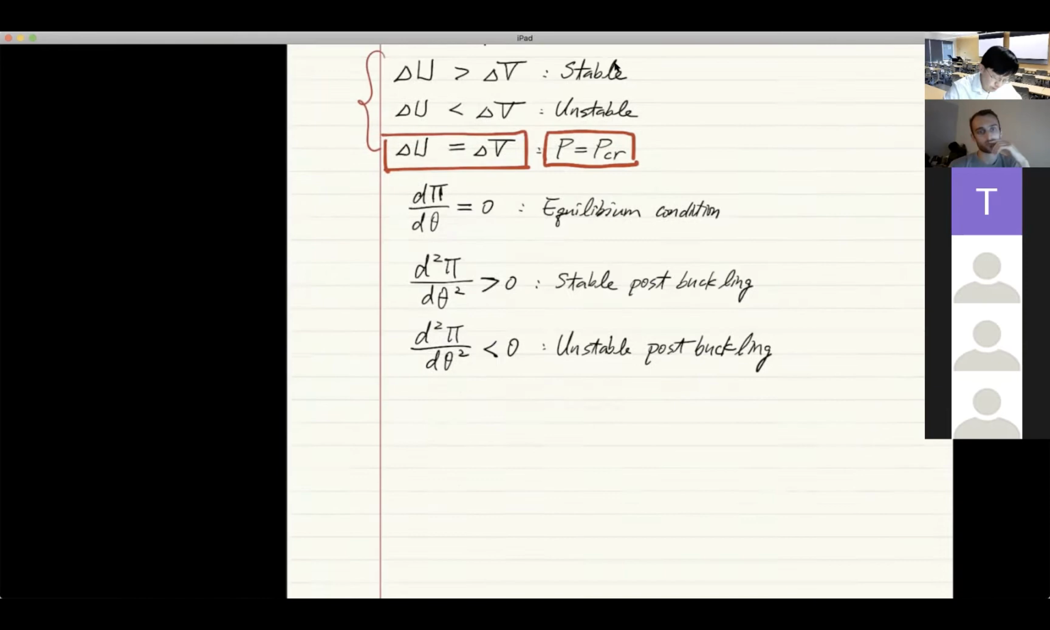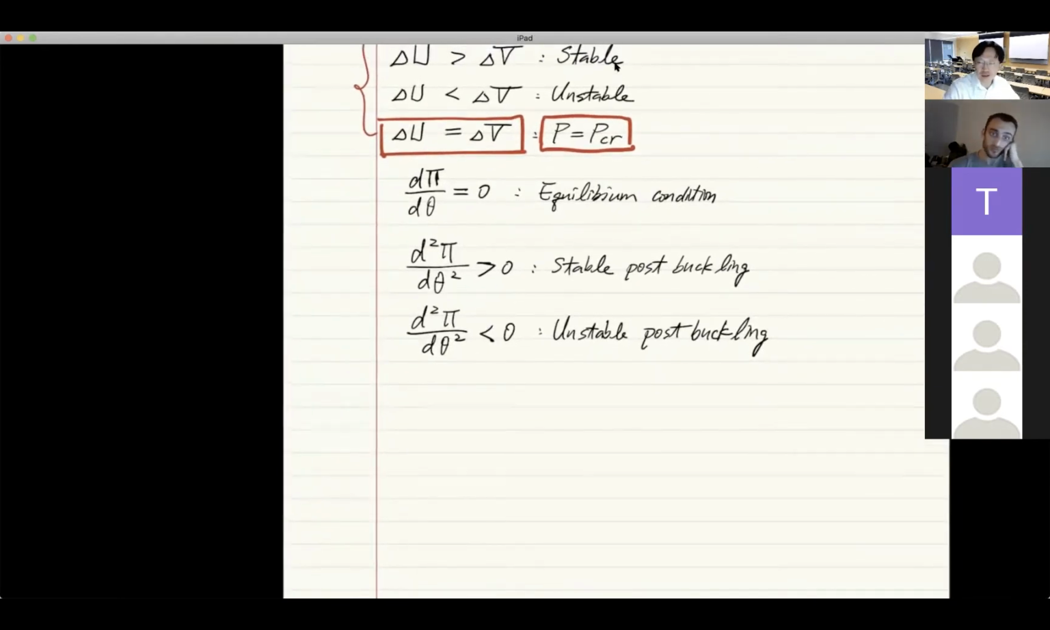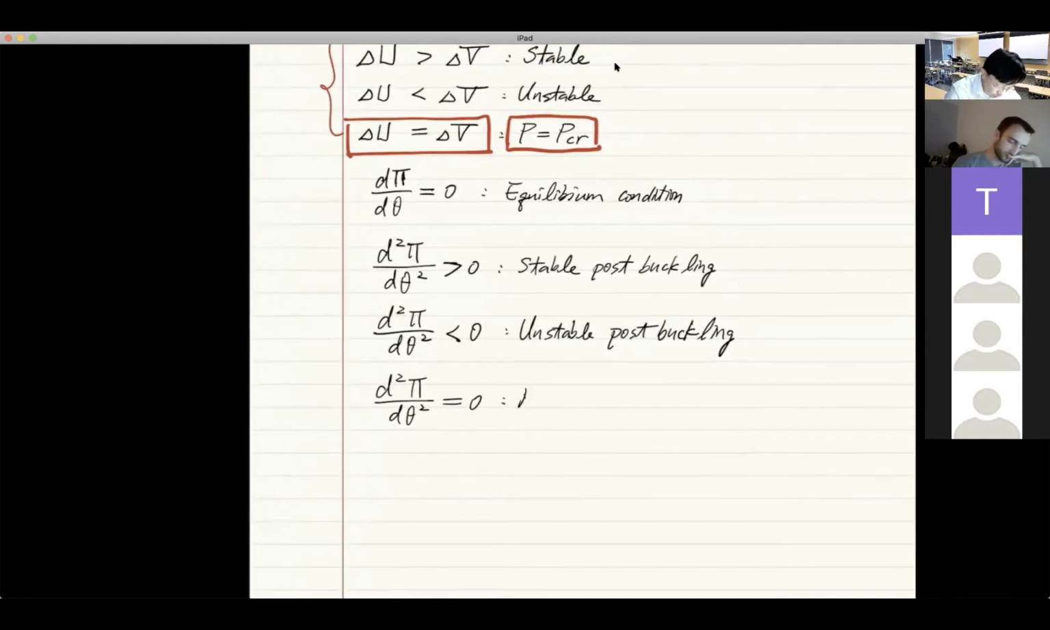Now, of course, some of you must wonder what happens when the second order derivative becomes 0? When the second order derivative of the total potential energy with respect to the variable in the problem becomes 0, we call it neutral equilibrium, or neutral post-buckling. Now, let's look at these to understand the meaning of the three of them.